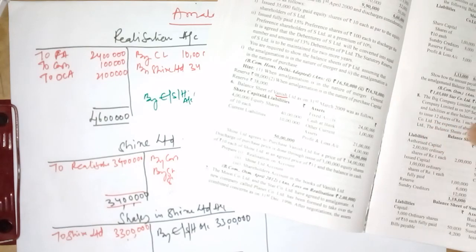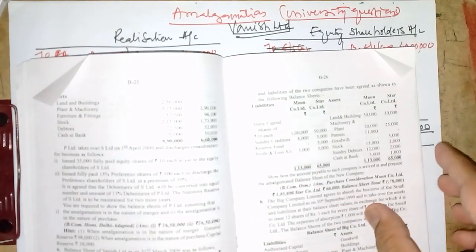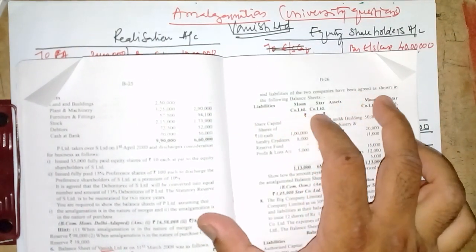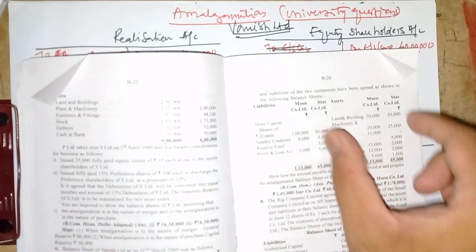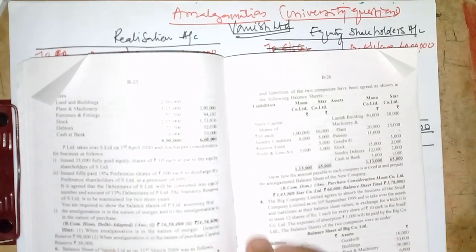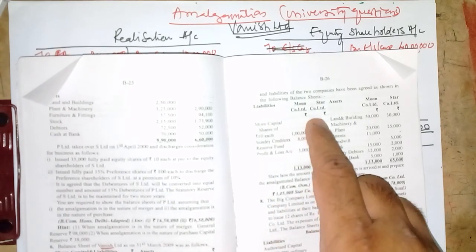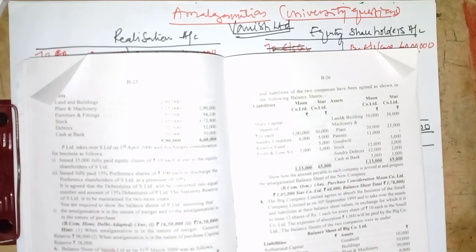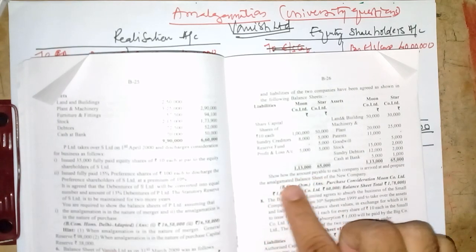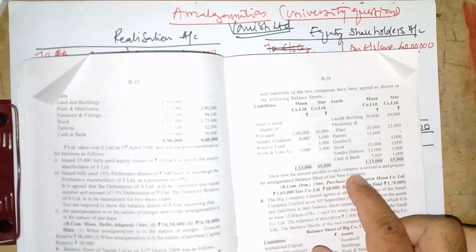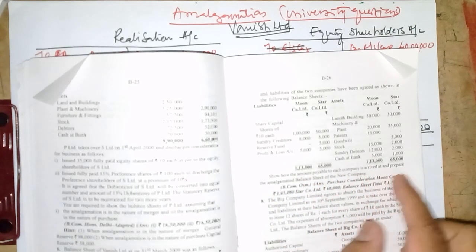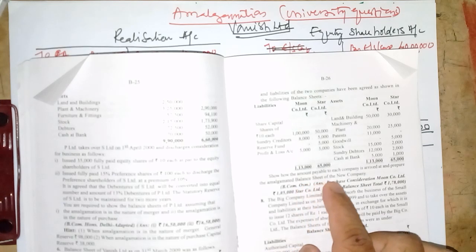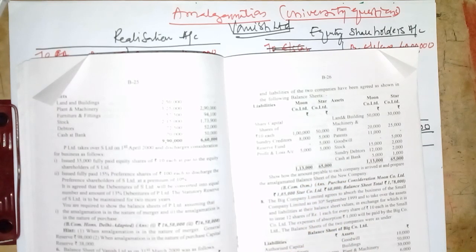After negotiation, the assets and liabilities of the two companies have been agreed to be shown in the balance sheet. So these values we will be taking over. The liabilities of Moon Limited and Star Limited, and assets of Moon and Star. So these two companies are coming together and forming a new company called Planet Limited. Show how the amount payable to each company is arrived at and prepare the amalgamated balance sheet of the new company. So we are asked to prepare the amalgamated balance sheet of a new company.